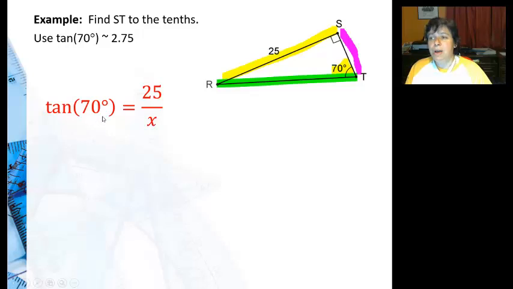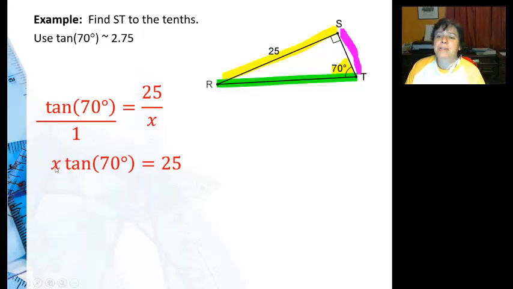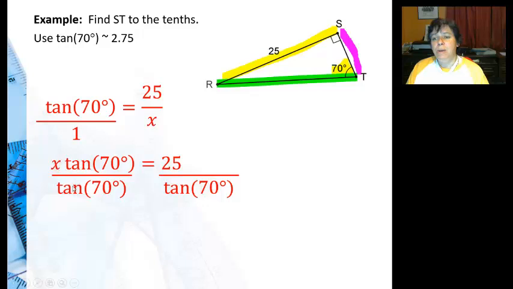So tangent of the angle equals the opposite leg over the adjacent leg. Put a 1 underneath, cross multiply, and this time it's a little messier because you can see I have X times tangent of 70 is 25. Well, X is being multiplied by tangent of 70, and I don't like that. How do I undo multiplication? I divide by it. So I'm going to divide by tangent of 70 on both sides, which means in this case, normally you just put this in your calculator and you'd be done. Since you may not have one, you'll go 25 divided by 2.75, which is about 9.1.